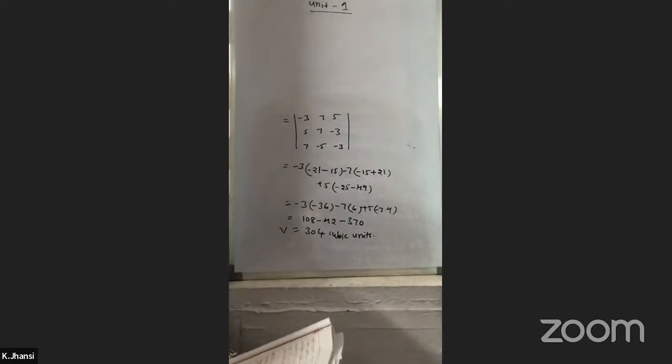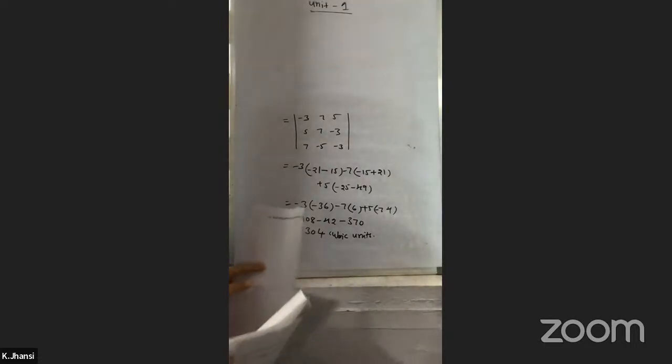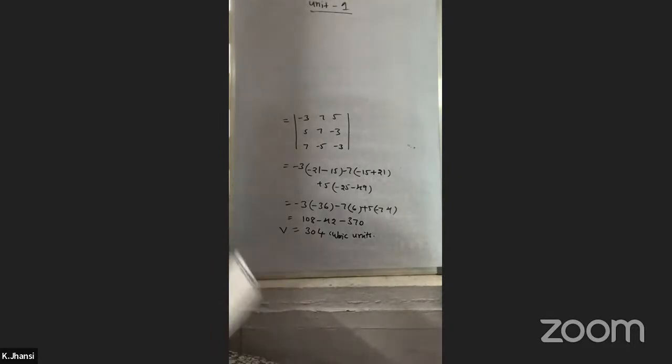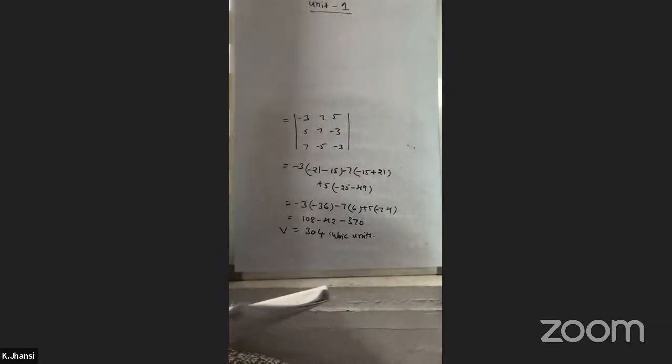Next we are going to unit 2. Unit 2 is about the differentiation of vector point functions, and also curves, tangents and arc length. In this, differentiation of the vector function is introduced. We already know what differentiation is: any function will be given, and you have to differentiate that function with respect to x.